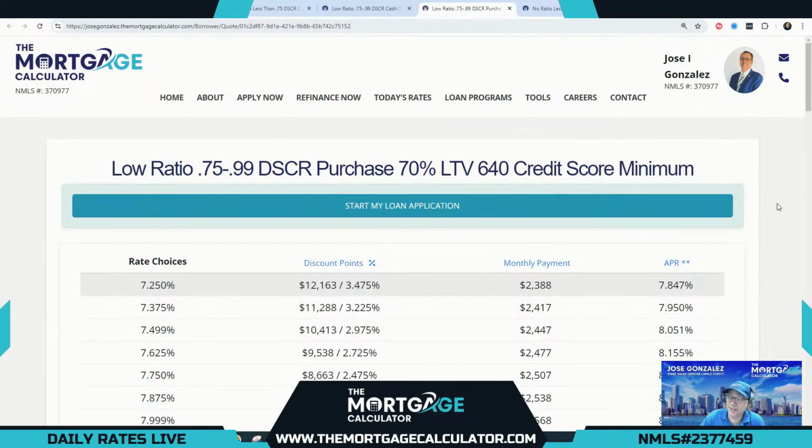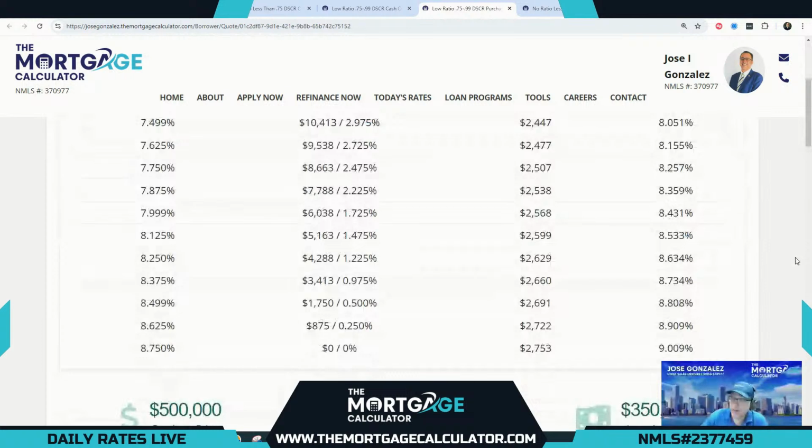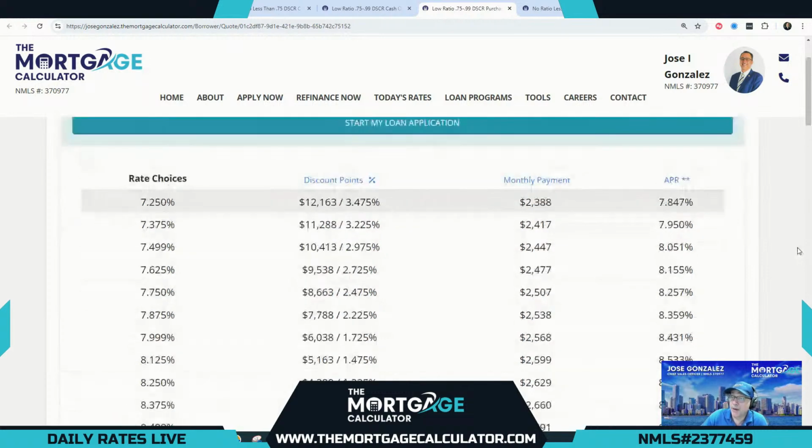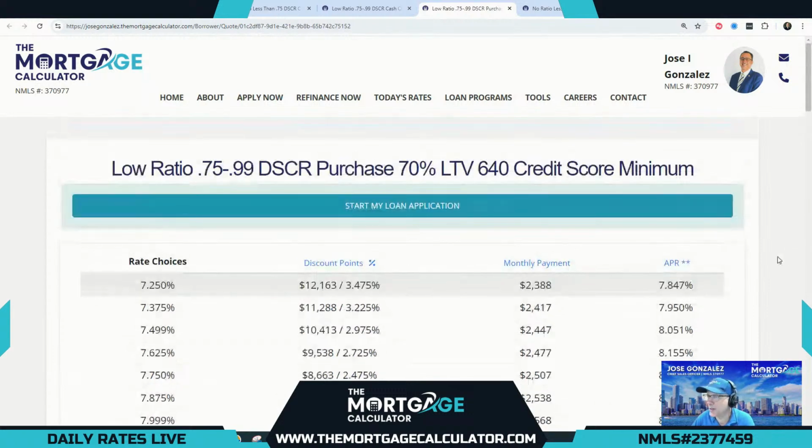And now I did mention to you I was going to have some extra special treats for you. I bet you didn't know that even at a 70% LTV, we could go down to a 640 minimum credit score, still attain 70% LTV, and still be between 0.75 and 0.99 DSCR. And on top of that, great rates to boot, right? 8.75 is our lowest cost option at par. And you can buy that down all the way to 7.25%. Actually, no, excuse me, low, not no, low ratio, 0.75 to 0.99 DSCR at 70% LTV, which is great.